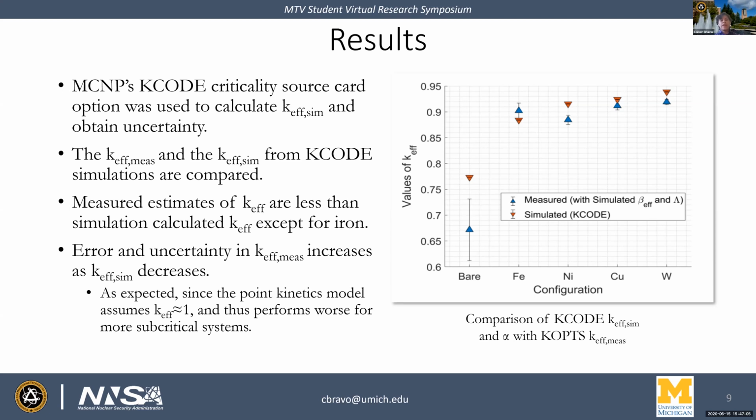The measured estimates of K effective are less than the simulations calculated, except for the iron case, and this is probably due to the iron case having a plug missing to prevent criticality. The error uncertainty in the K effective increases as the K effective simulation decreases. However, this is expected since the point kinetics model assumes that the K effective is approximately 1, and thus would perform worse for more subcritical systems.